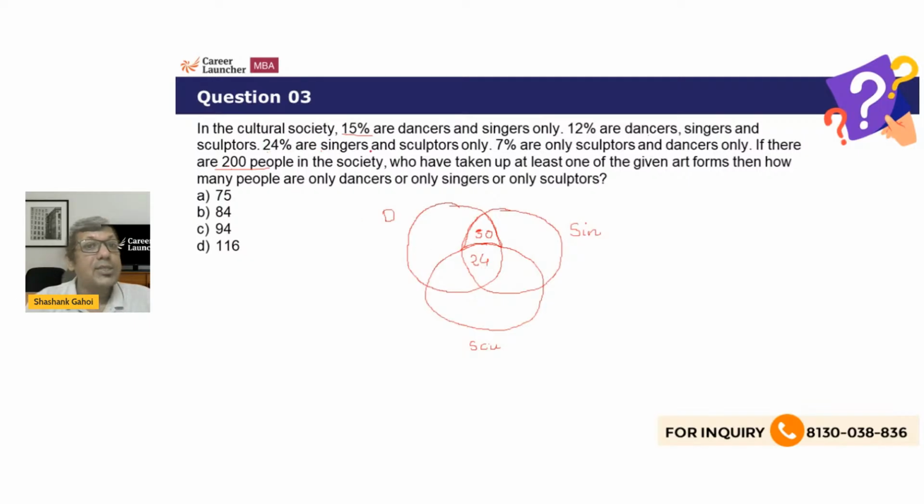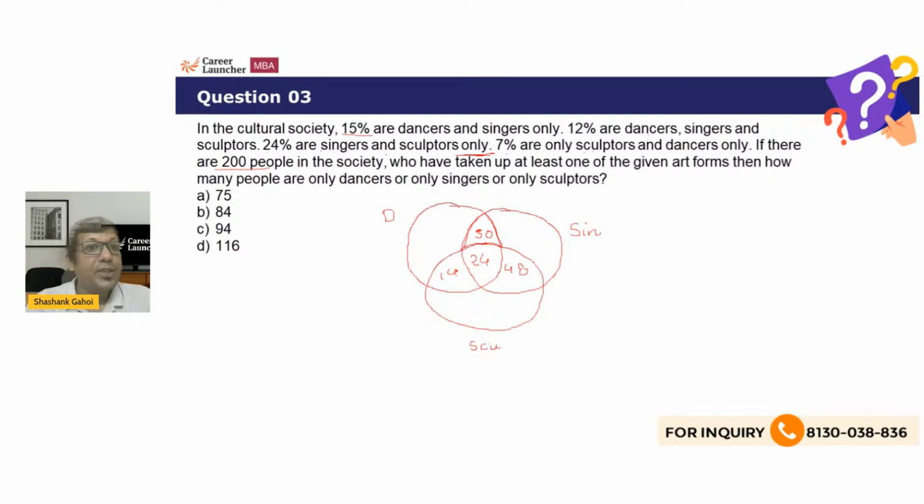24% are singers and sculptors only. Okay. So 24% means what? 48. That is going to be singers and sculptors only. That's the important part. This word is important, right? Now 7% are only sculptors and dancers. Okay, so 7% is going to be 14. That is only sculptors and dancers.